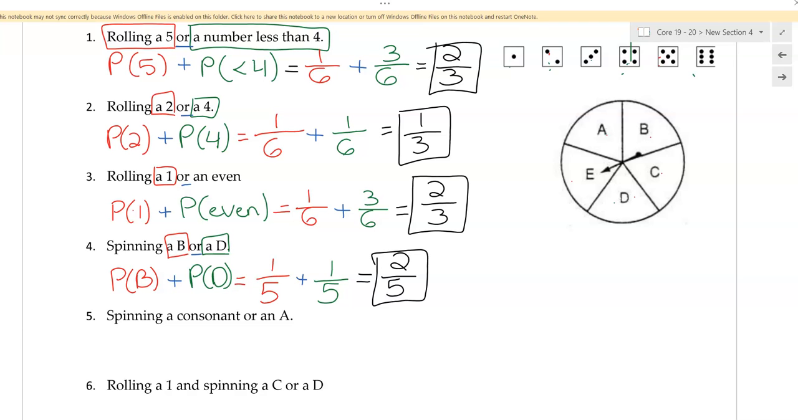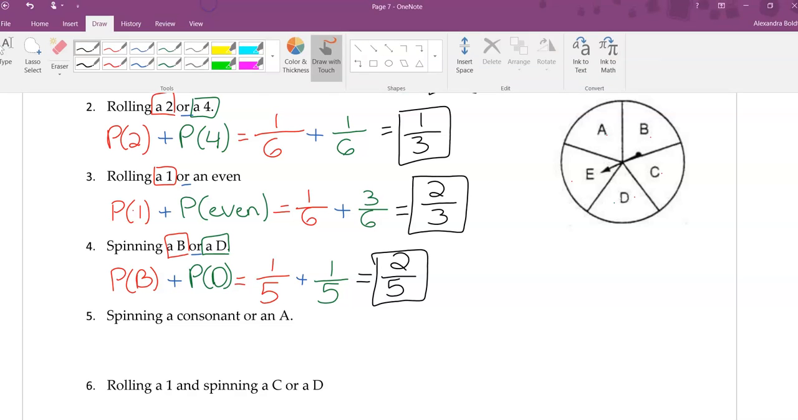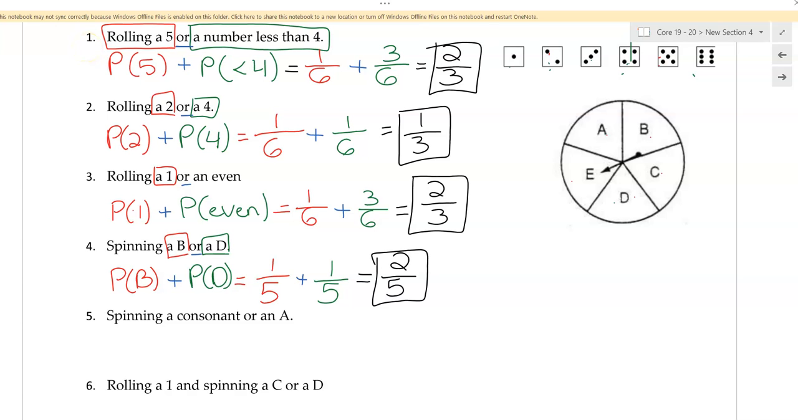All right, looking at number 5, spinning a consonant or an A. So the first thing we're going to do is the probability of a consonant.